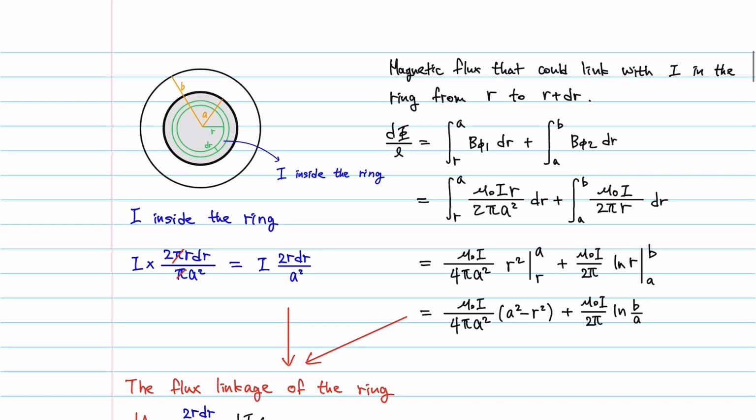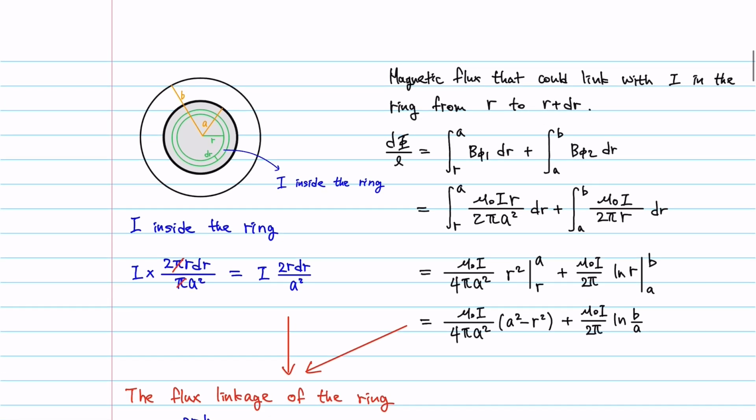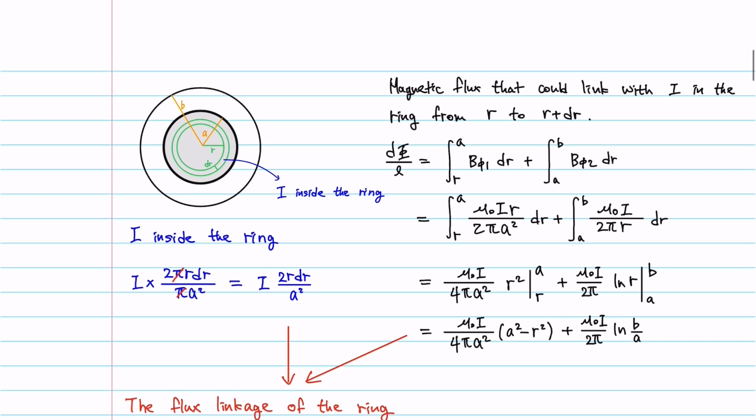So that's how we found the B fields everywhere. The next thing is the interesting part, because we need to figure out the magnetic flux that could link with the current in the ring form, in the ring from r to r+dr. So what does this mean?